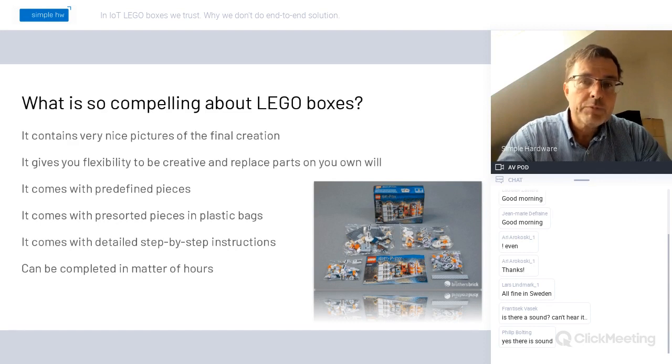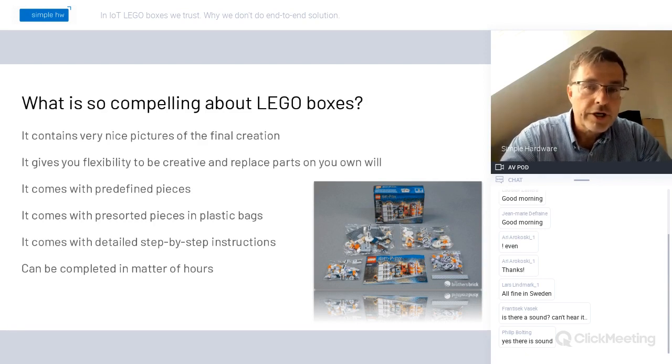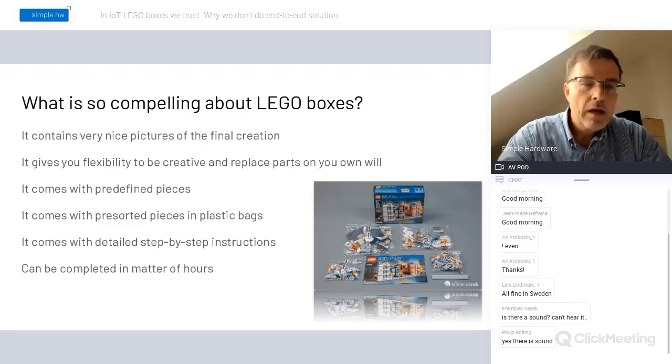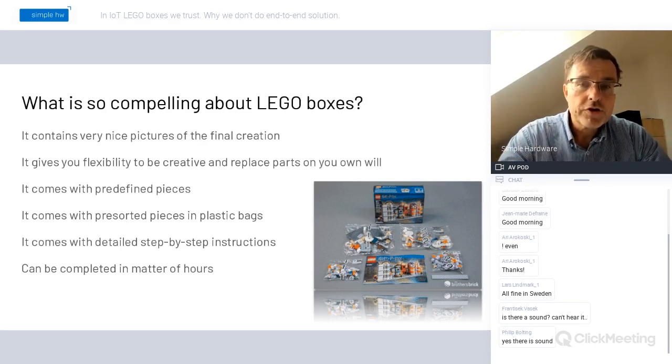The other important thing is that it comes with predefined pieces. The Lego bricks are already pre-chosen for you, so you don't need to choose them on your own. And they are also nicely prepackaged in plastic bags. It used not to be so, but like 20 years ago they were all in one big huge bag. But nowadays they are nicely sorted in different bags, numbered, and all the constructions come with detailed step-by-step instructions. And also, most of the constructions can be completed in a matter of hours. If you have a really big construction, it takes a couple of days, but most of them take a couple of hours, so it's not a multi-day project, with the exception of really the biggest ones.